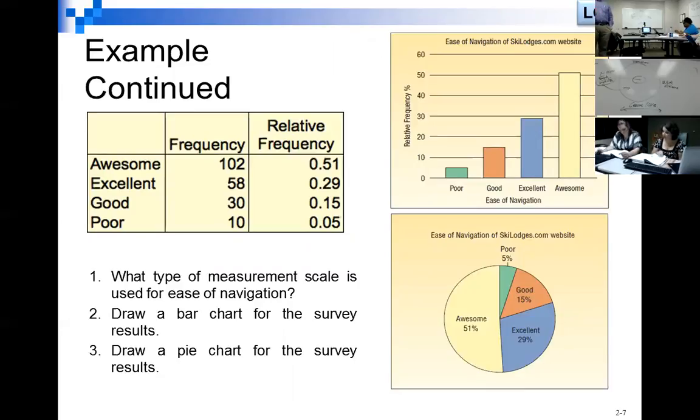So here would be our bar chart. Again, the height of each identifies the relative frequency of each. And then over here, we're drawing a pie chart. In this case, they are not tracking the circumference of the circle. 51% is the relative frequency, and 51% corresponds with the awesome rating.